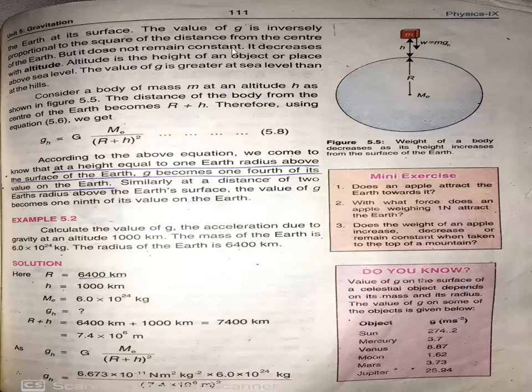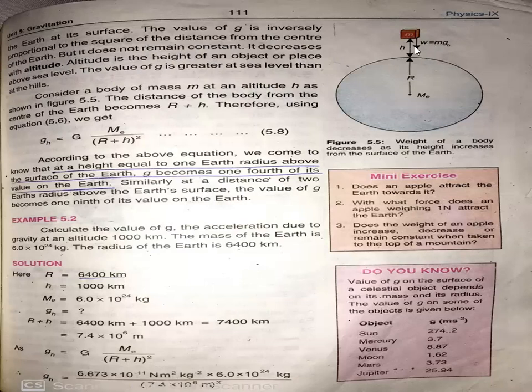But it does not remain constant. It decreases with altitude. As we go up and up, its value decreases. Altitude is the height of an object or place above the sea level. The value of g is greater at sea level than at the hill. Obviously, at sea level the value of g is greater, as compared to the hills where the value of g decreases.